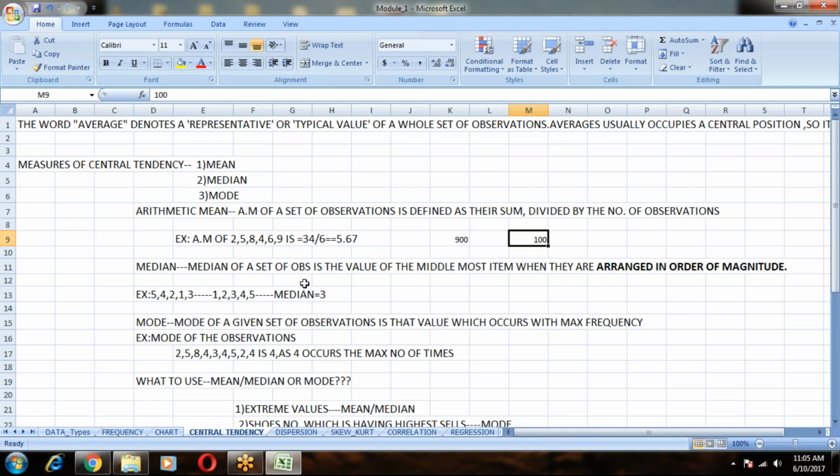How to do it? Suppose in place of 5, you are having 500, it's not going to affect your middlemost value. When you are calculating the median, what you are doing? You have a data set, you are arranging it either in ascending order or descending order, right? And then you will pick up the middlemost value.